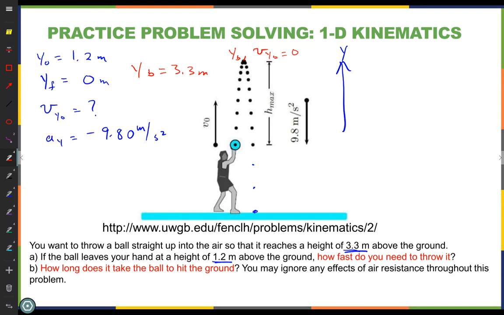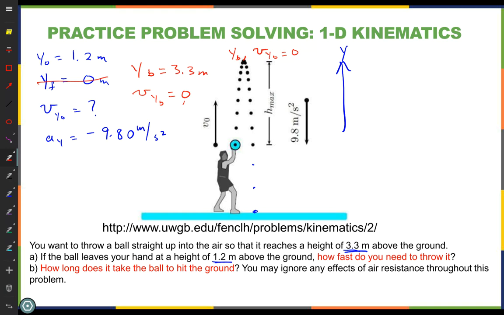So there's two additional variables. And now for part A, where I've conveniently used B for my subscripts, that was silly of me, I will now use those red things and not this one here. So my YB is 3.3 meters, my Y initial is 1.2, my VY final is 0, and what am I looking for?